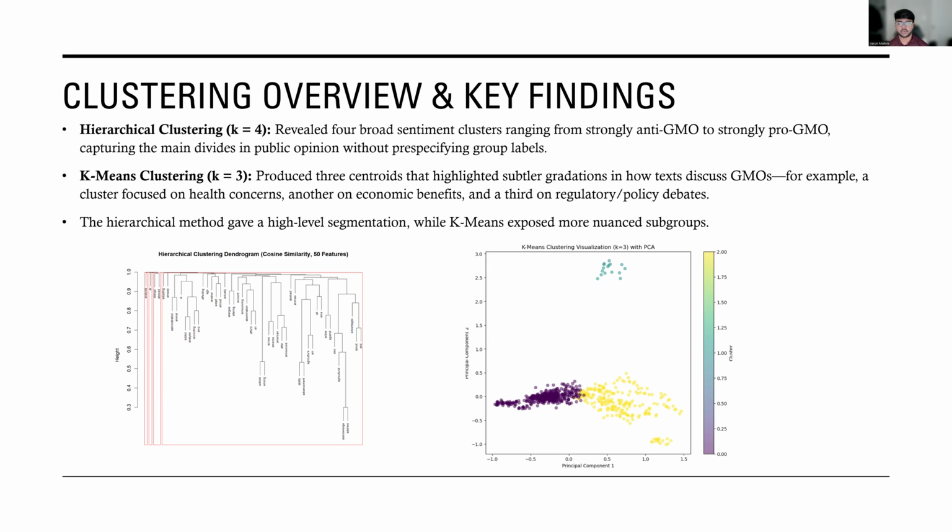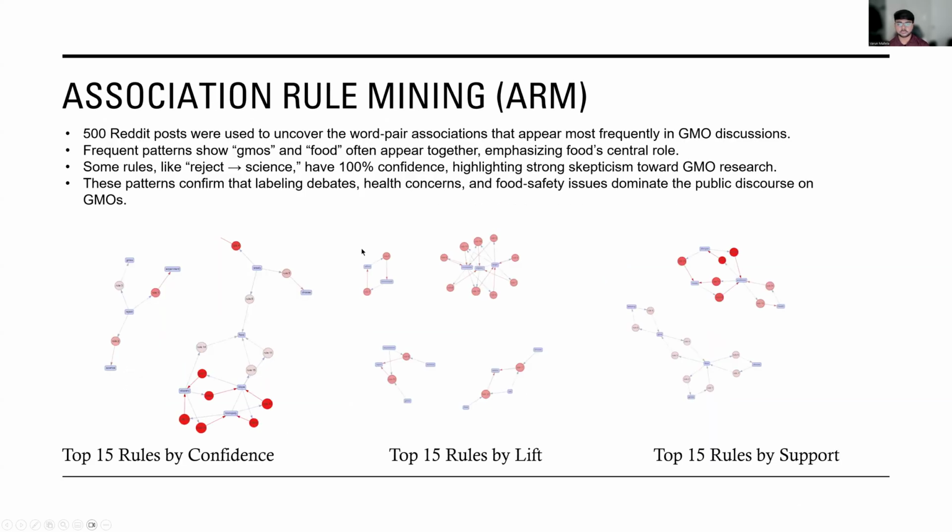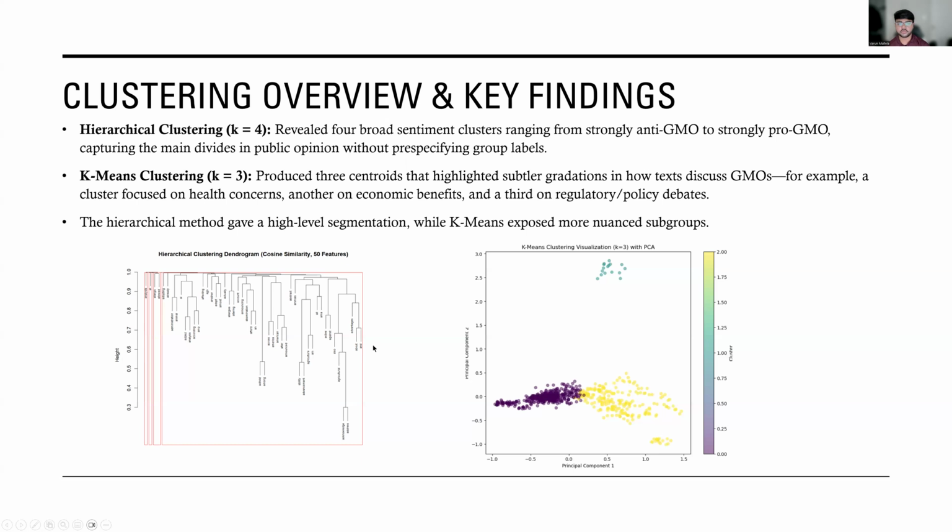Now, when it comes to hierarchical clustering, you can see over here from the dendrogram that it is divided into four different clusters. These clusters were ranging across four different sentiments regarding GMO, that is strongly anti to strongly pro-GMO. So you can say that hierarchical clustering gave a high-level segmentation, while k-means exposed more nuanced subgroups when it comes to dividing the data into different subgroups.